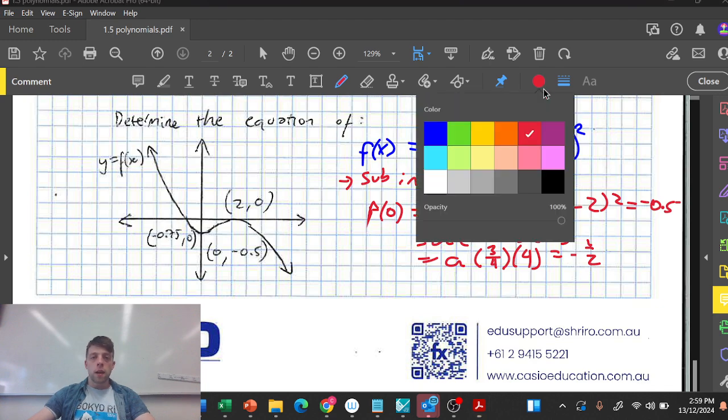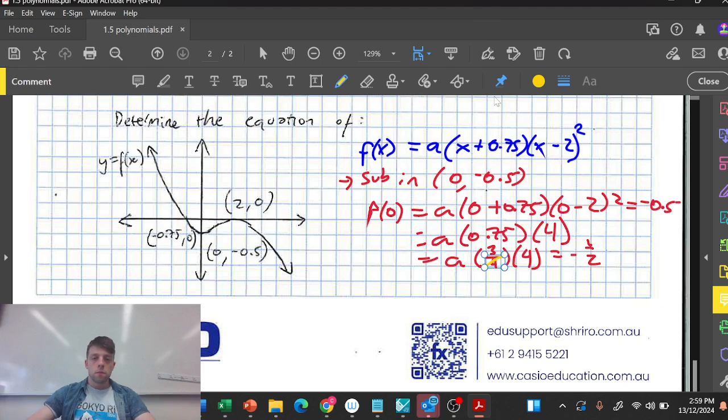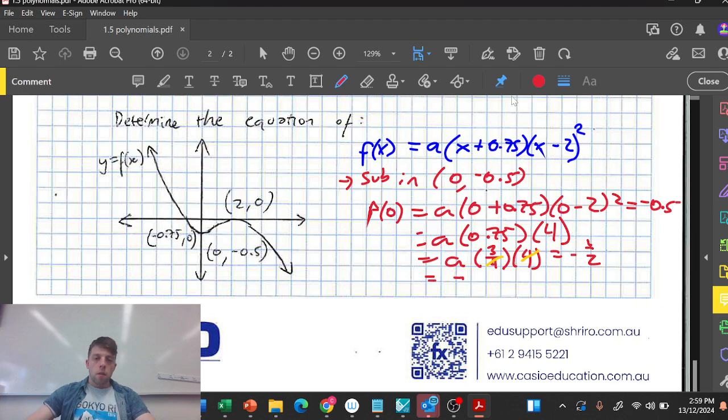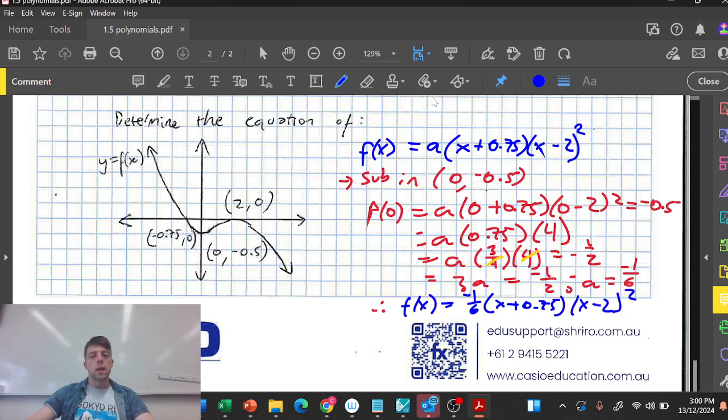Therefore, we can see that the 4's are going to cancel out. And we're just going to be left with 3a is equal to minus a half. So therefore, a is equal to, well, we can divide both sides by 3. a is going to be equal to negative 1/6. And therefore, we can conclude that in the end, let's use blue for the answer. In the end, we have successfully found that f of x is equal to negative 1/6 times x plus 0.75 times x minus 2 squared. And that's the answer.